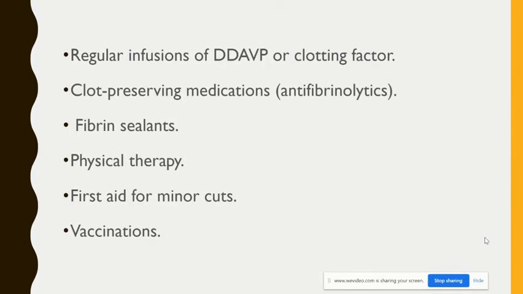Then, some treatments for this are that people can get regular infusions of DDAVP, which is a clotting factor to help their blood clot a little bit better. They can take clot preserving medications. They can get different sealants. They can go through physical therapy and different other treatments.